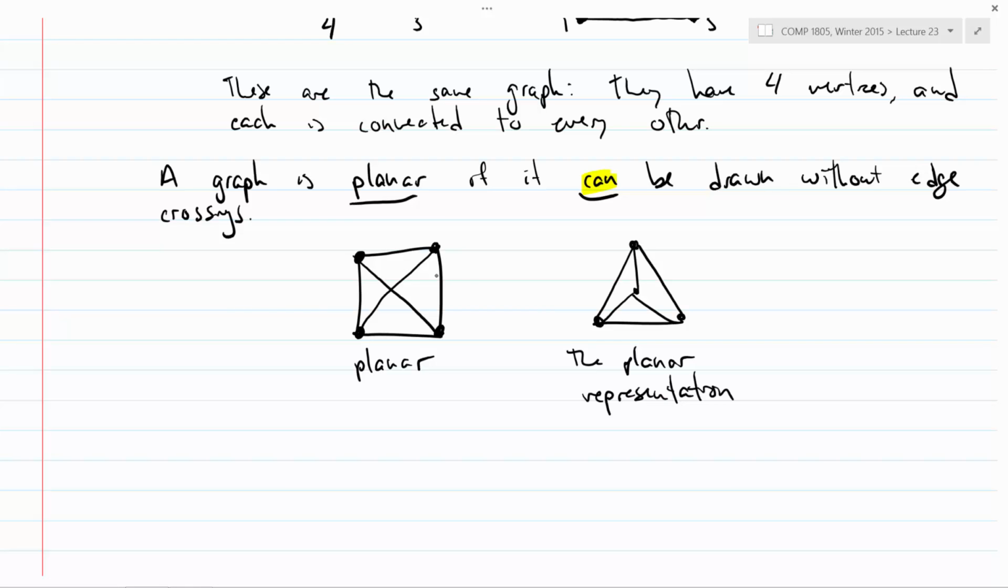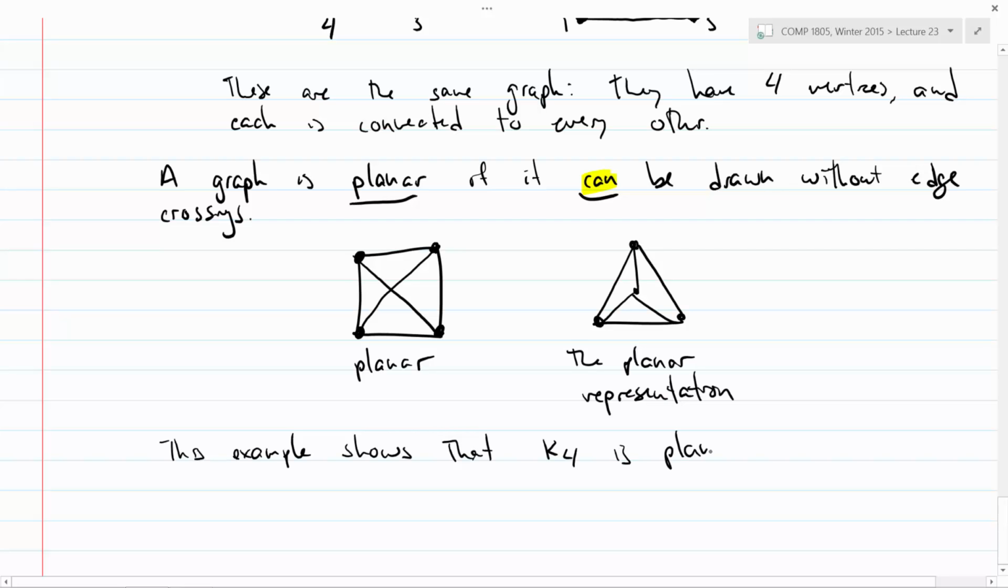Wait, how do you spell plane? Plane, like the surface. All right, so don't worry too much about that distinction in this course, but if you see plane, that's what it means. So this example shows that K4 is planar. You wouldn't say K4 is plane. It only makes sense to say a drawing of a graph is plane. You don't say a graph is plane.